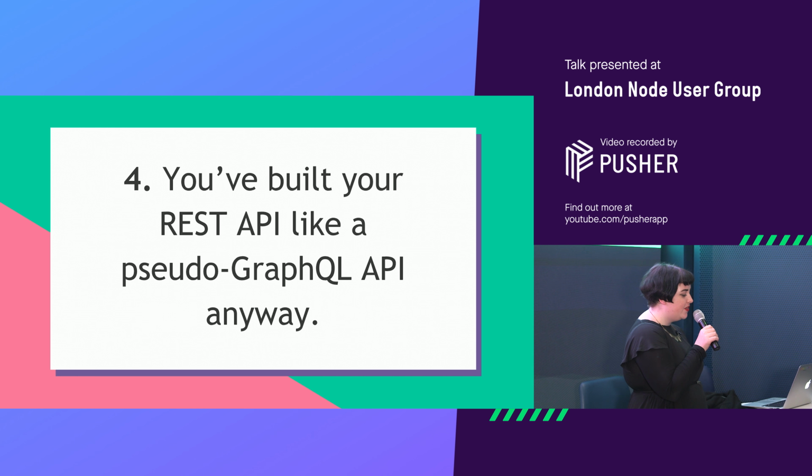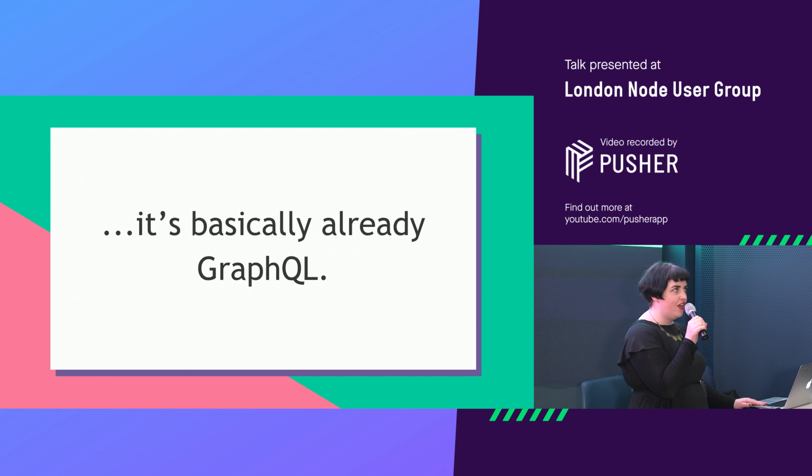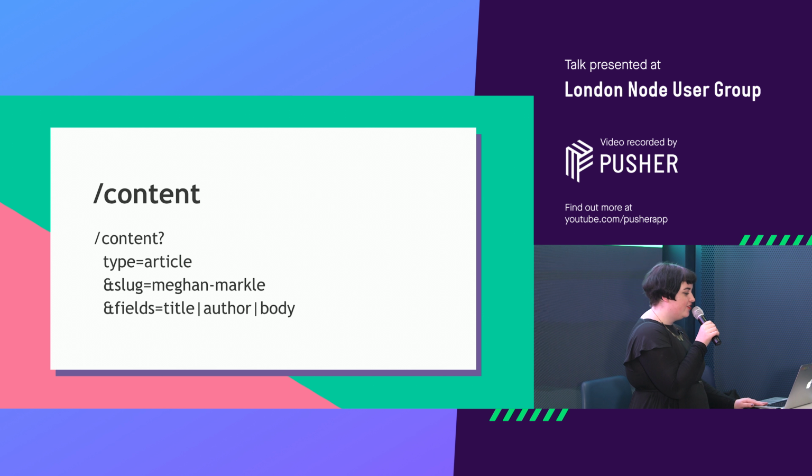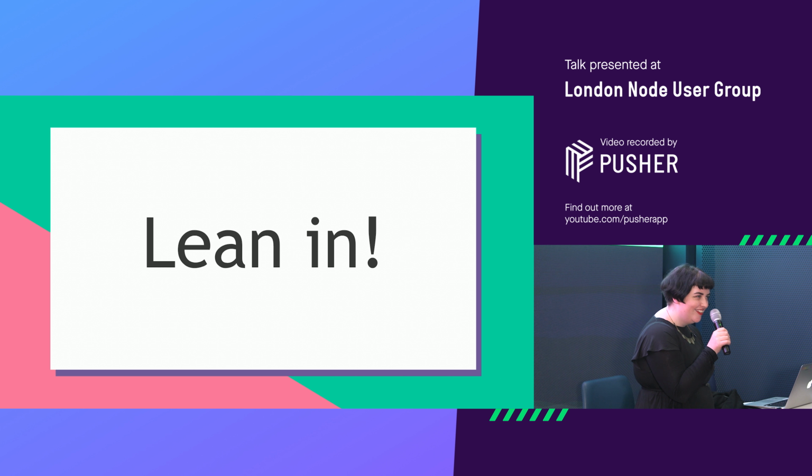Number 4: you've built your REST API like a pseudo GraphQL API anyway. Do you have one endpoint which fetches fields based on a query param? Well, it's basically already GraphQL. If you've seen an API that looks like this, where there's one endpoint, content, and then there's a query param where you say what fields you want, say I want title, author, and body, this is familiar because it's kind of GraphQL. So if you have an API like that, just make it GraphQL. Lean in.